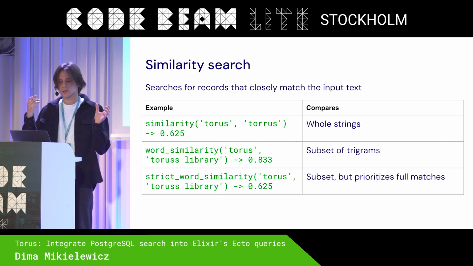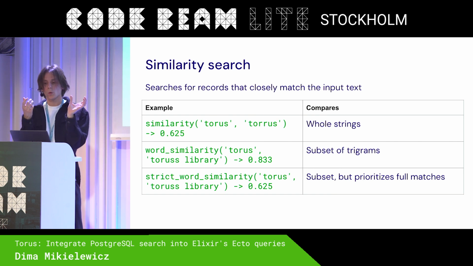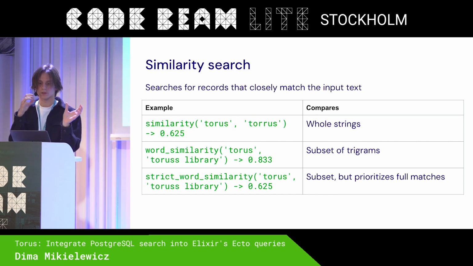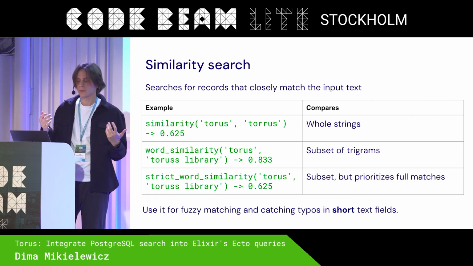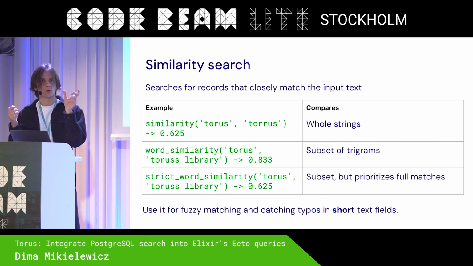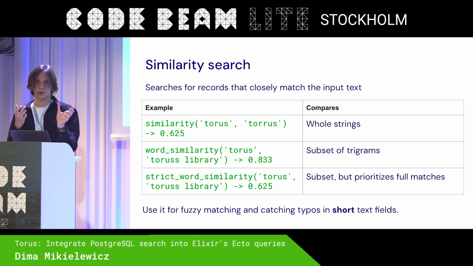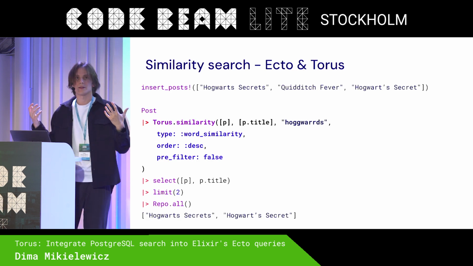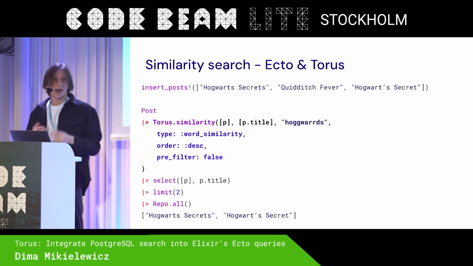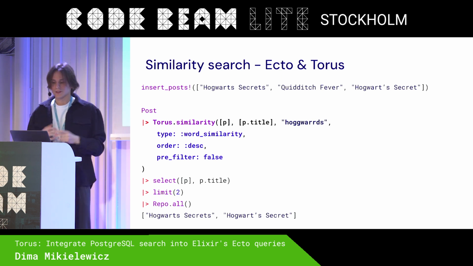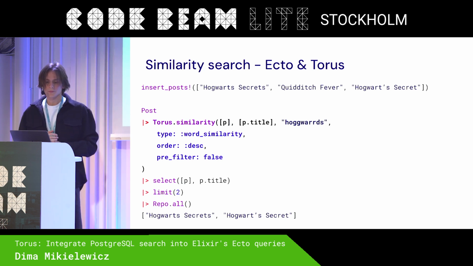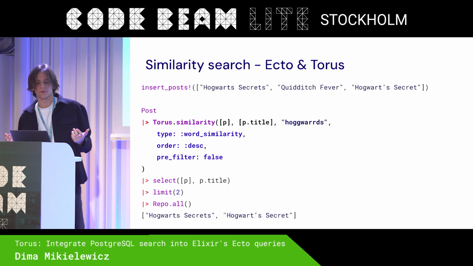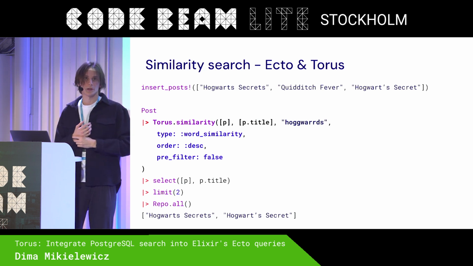And the more characters match, the higher the score is. So for the first function, similarity, it just compares the whole words, whole strings. The second function compares word similarity, compares the subsequent matches of subsets of trigrams. So it tolerates longer strings, basically. And strict word similarity is kind of the same as word similarity, but it prioritizes full matches. So we use similarity search for fuzzy matching and catching typos in short text fields.